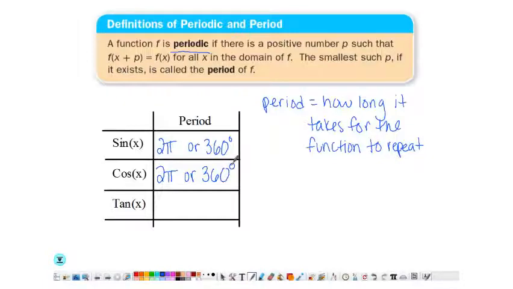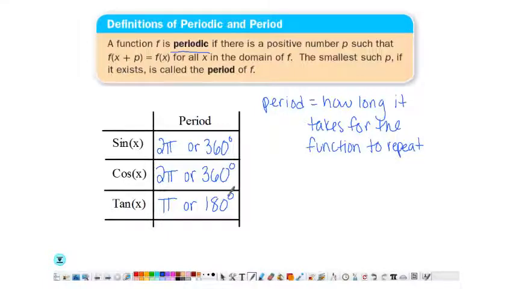Tangent, on the other hand, is different. Tangent only takes half of a circle to repeat because it goes through all of its positive and negative combinations in the first two quadrants. So the period of tangent is pi, or 180 degrees.